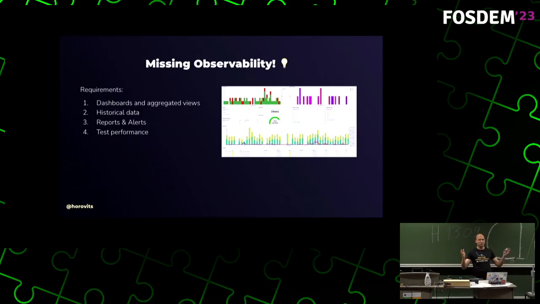One, first and foremost, we need the dashboard. We need a dashboard with aggregated views to be able to see the aggregated data across pipelines, across runs, across branches, as we talked about. Secondly, we wanted to have access to historical data, to be able to compare, to understand trends, to identify patterns, anomalies, and so on. Thirdly, we wanted reports and alerts to be able to automate as much as possible. And lastly, we wanted some ability to view flaky tests, test performance, and to be able to understand their impact on the pipeline. So that was the project requirements.